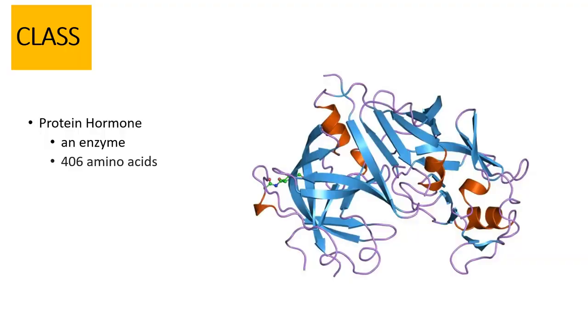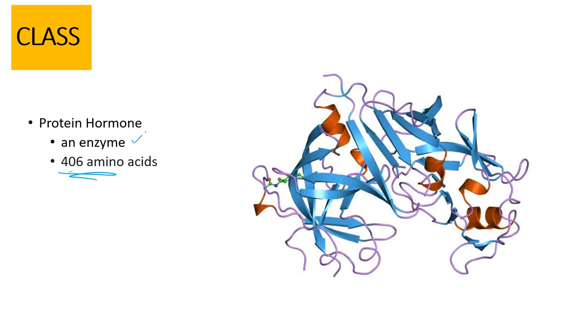It is a type of protein hormone. So this thing is huge. Okay, so this is not just a simple amino acid. This isn't just a few amino acids. We're talking 406 amino acids all in a big, huge line there. And it's going to form a molecule that looks something, well, it looks like this. This is the molecule it looks like.